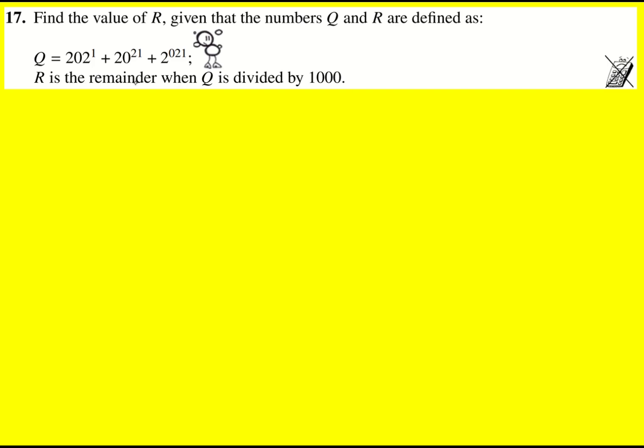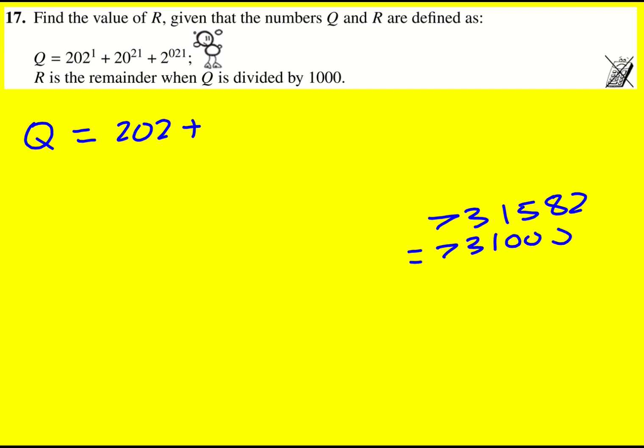We're interested in finding the remainder when this number is divided by 1,000. Now, this number is very, very big, so we don't actually want to work out the whole thing. When we have a big number like 731,582, if I was to divide it by 1,000, I could write it as 731,000 plus 582.